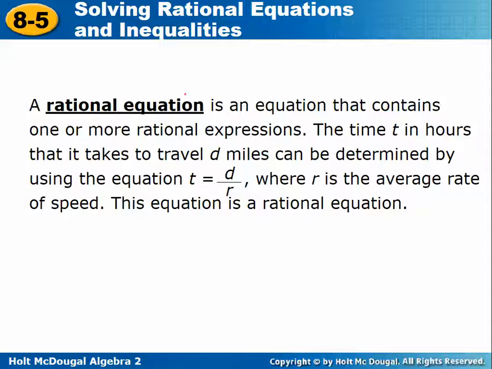A rational equation is an equation that contains one or more rational expressions. A rational expression is a fraction that has a variable in the denominator. The time t in hours that it takes to travel d miles can be determined by using this equation, t equals distance divided by rate, where r is the average rate of speed. That's an example of a rational equation because there's a variable in the denominator.